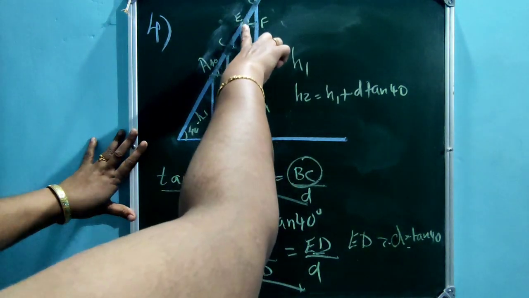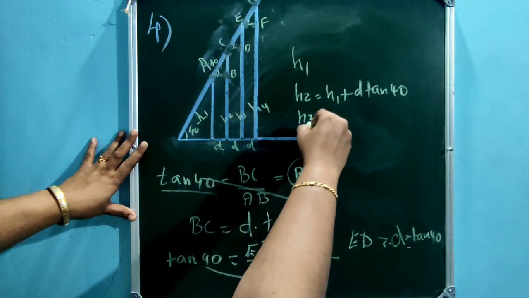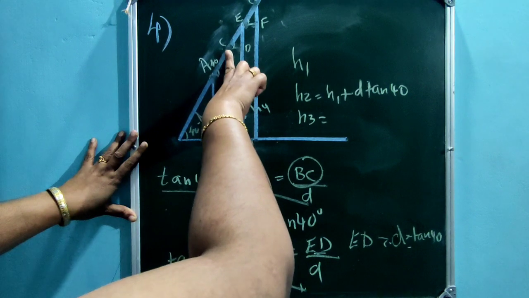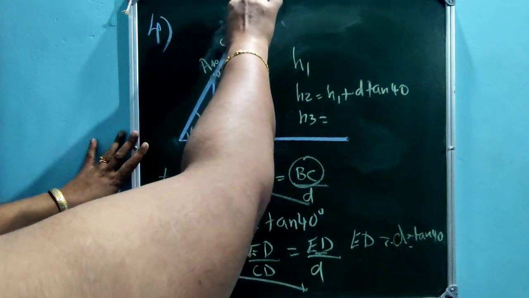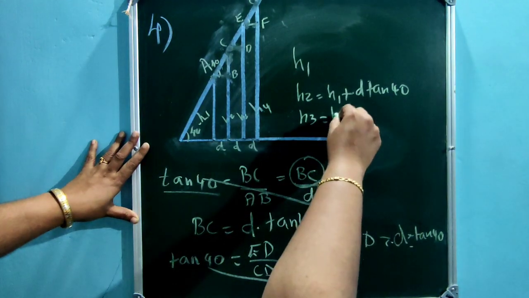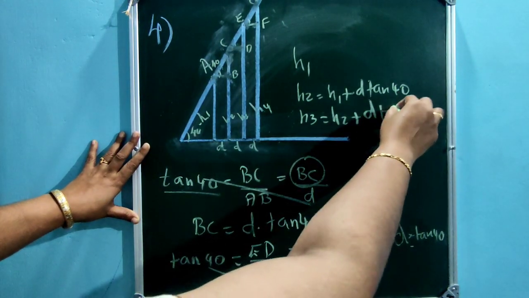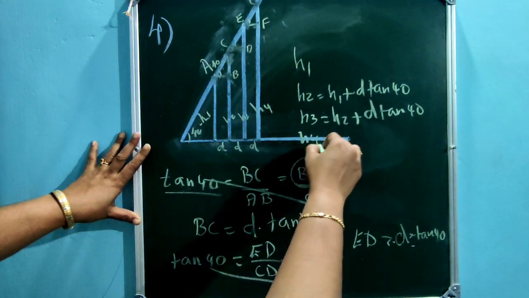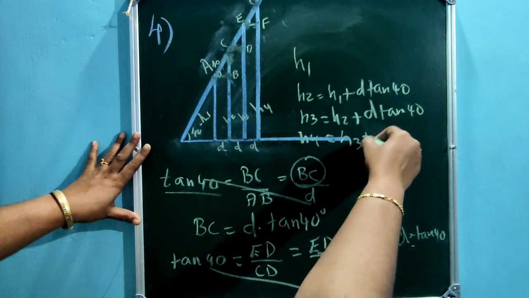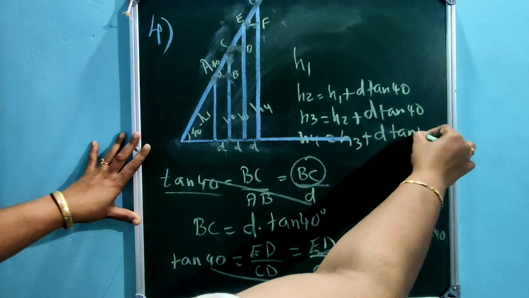Okay, then what is H3? Yes, H3 is equal to H2 plus D tan 40. Then what is H4? Yes, H4 is equal to H3 plus D tan 40.